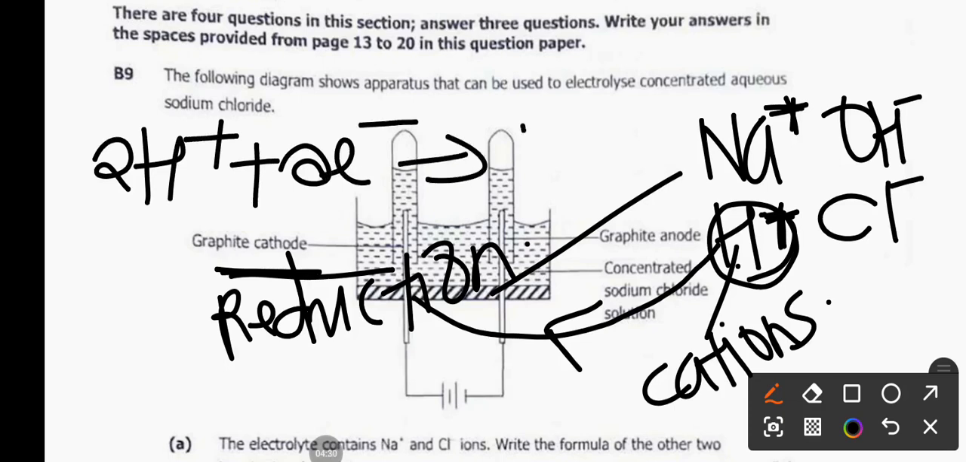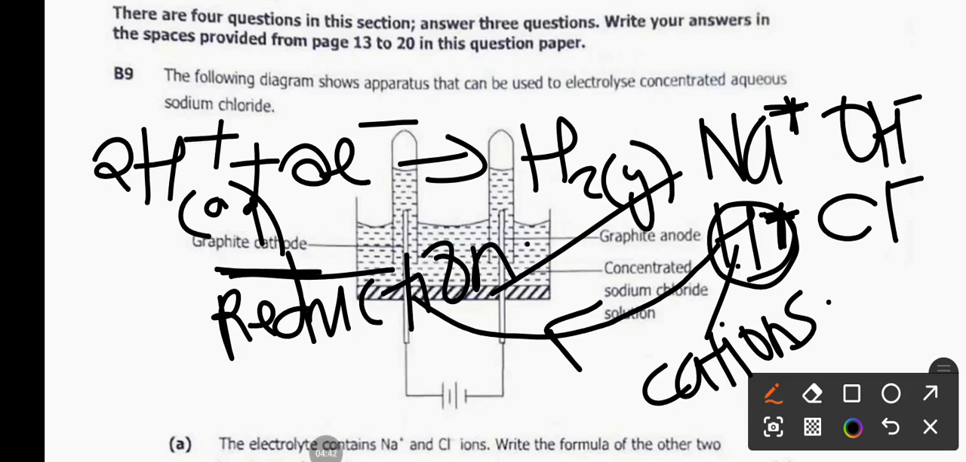So we have this equation for the reaction occurring at the cathode. This is gas. So I've already answered the first part of the question. Then the second part of the question says we also write the equation at the anode.